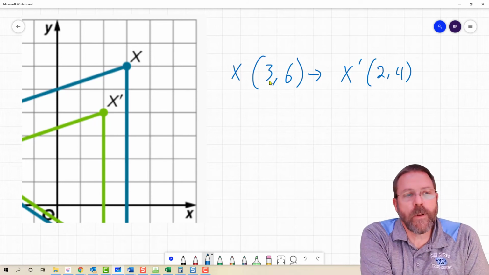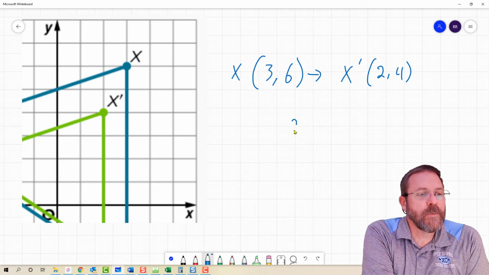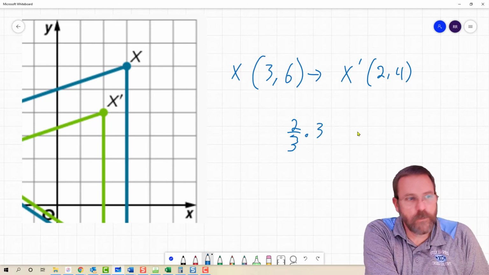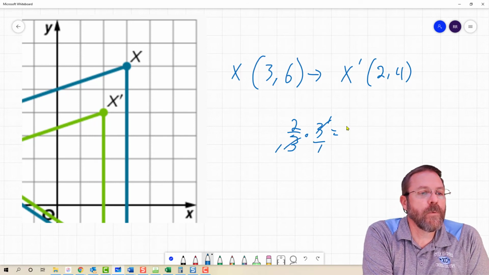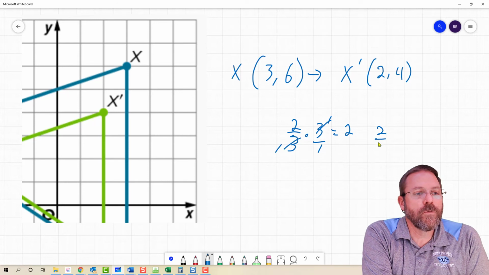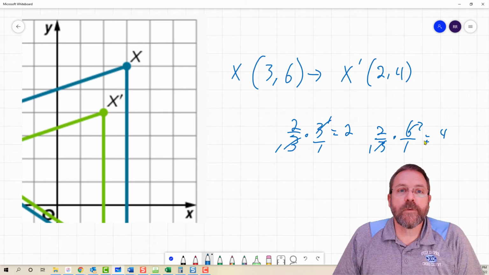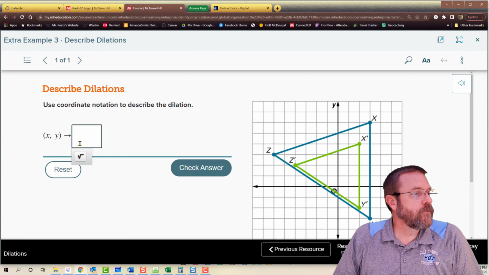So what could I multiply 3 by to get to 2? What could I multiply 6 by to get to 4? And the answer is going to be 2/3, because 2/3 times 3, when you do that math, you'd simplify and multiply, and that would end up giving you 2. If you did 2/3 times 6, once again, you simplify and multiply, and you're going to get 4/1, otherwise known as 4. So the scale factor we're going to use is 2/3, and now all we have to do is put that into a formula here.